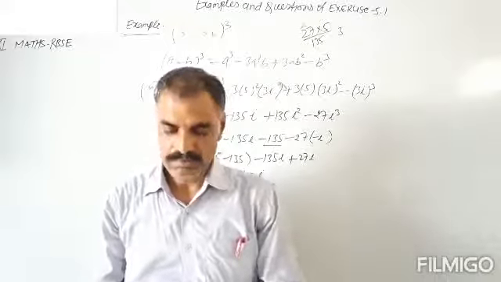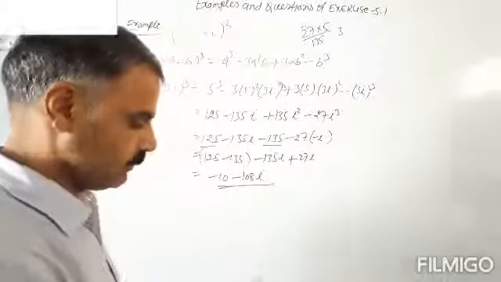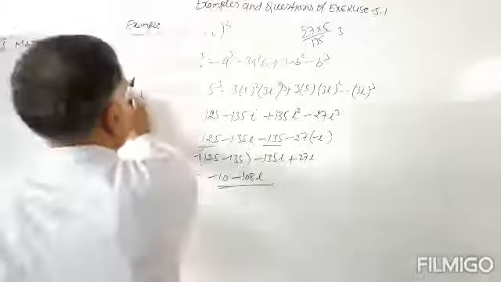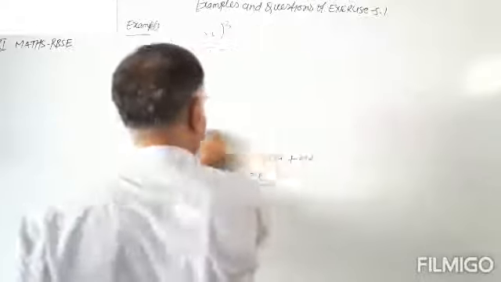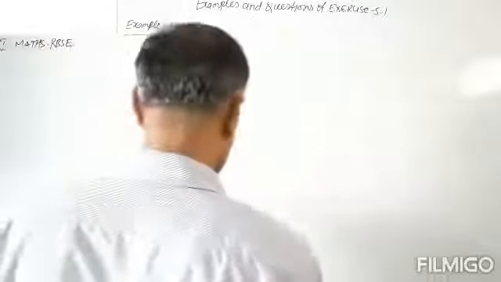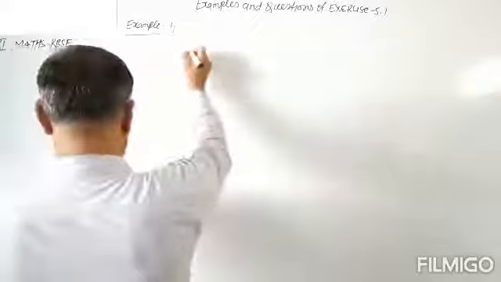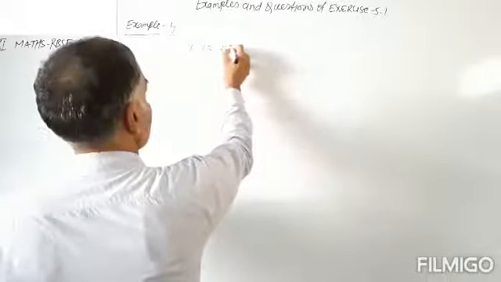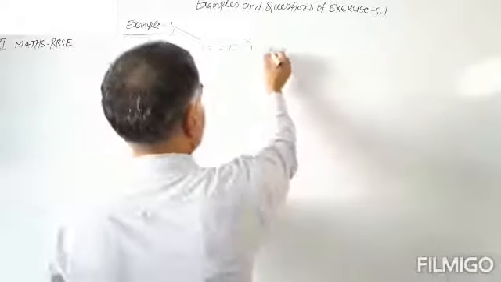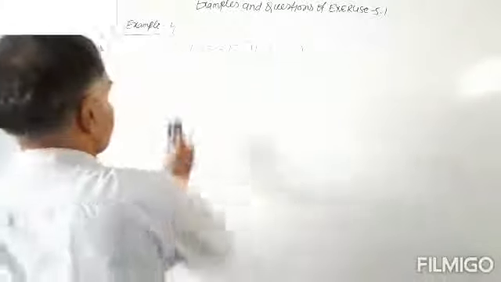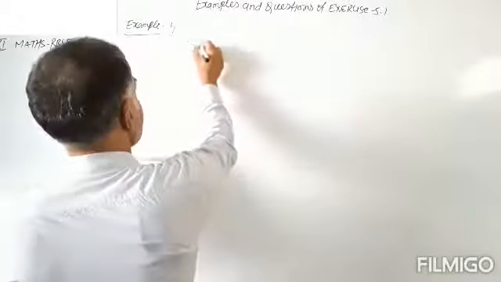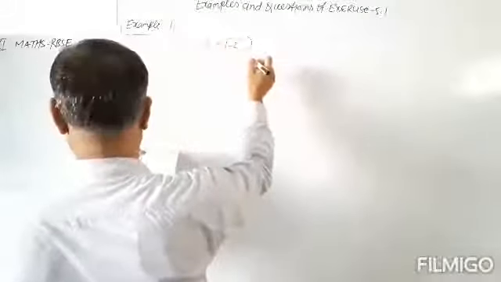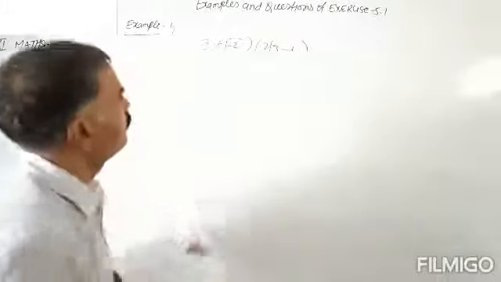Example number 4 is given as: express (minus under root 3 plus under root minus 2) (under root 3 minus iota). Okay, this is the question.